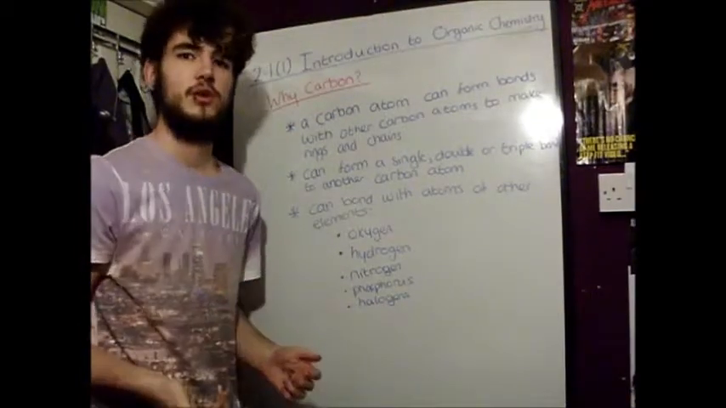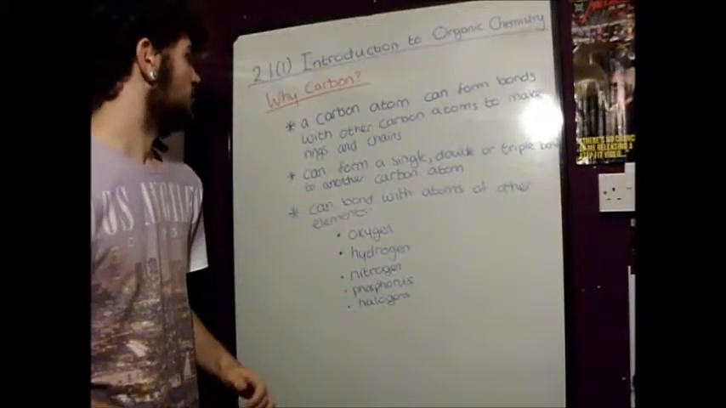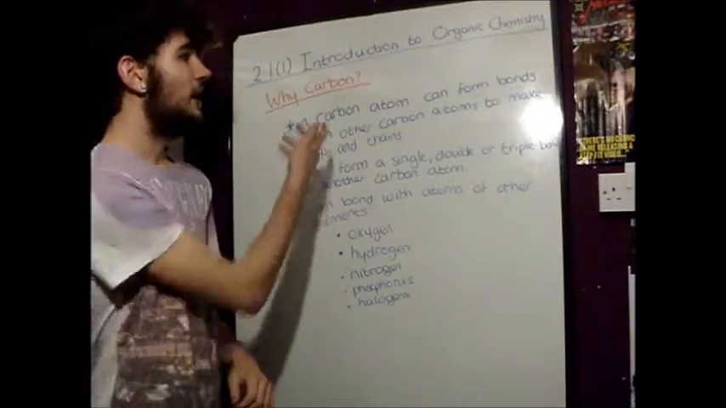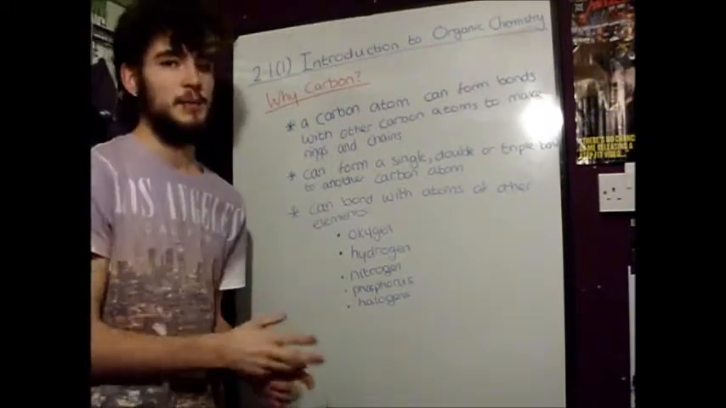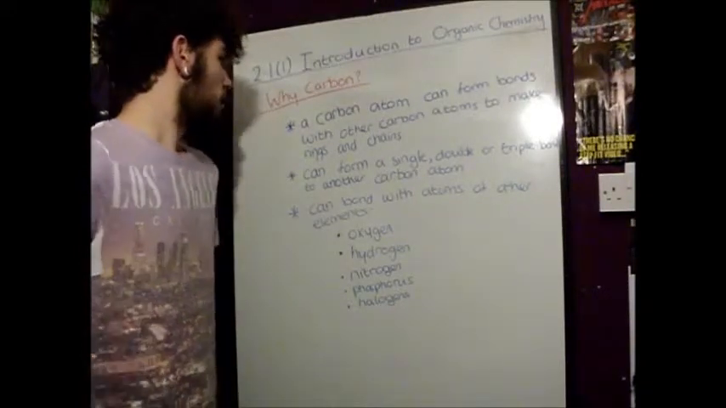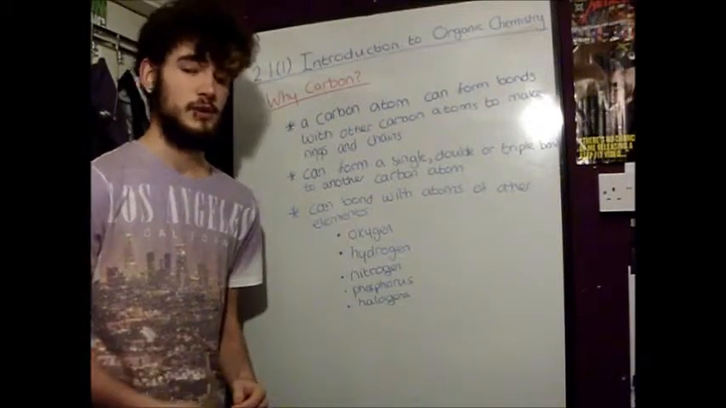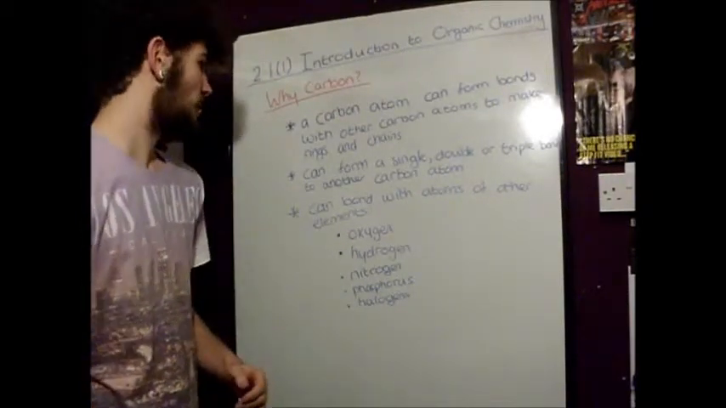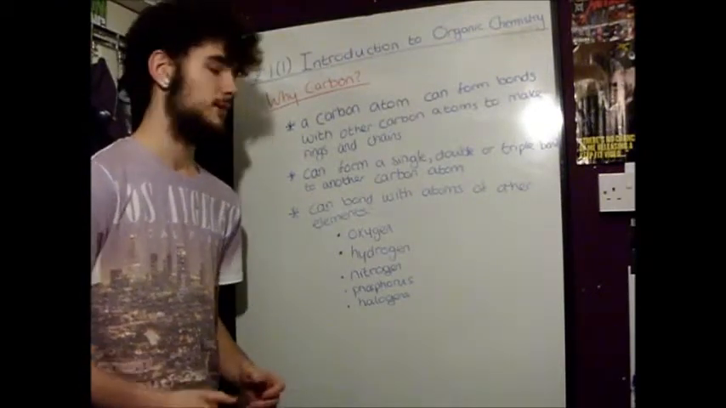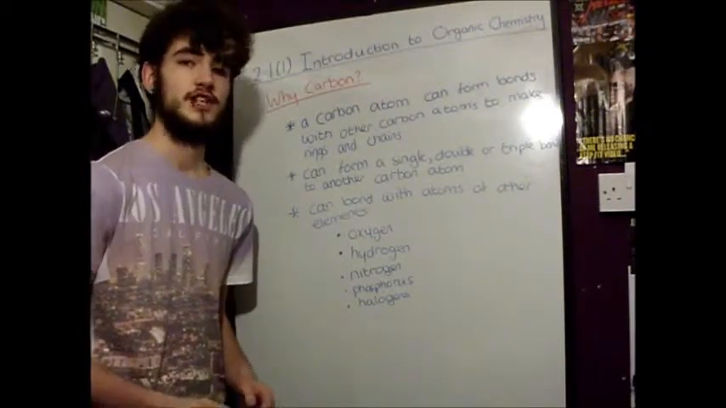Another question you might ask yourself is, why carbon? Why is every single organic compound carbon based? The reason that carbon can form so many different compounds is because a carbon atom can form bonds with another carbon atom to make chains or rings. A carbon atom can form a single, double or a triple bond with another carbon atom. And also carbon atoms can bond with atoms of other elements, such as oxygen, hydrogen, nitrogen, phosphorus, or any of the halogens.